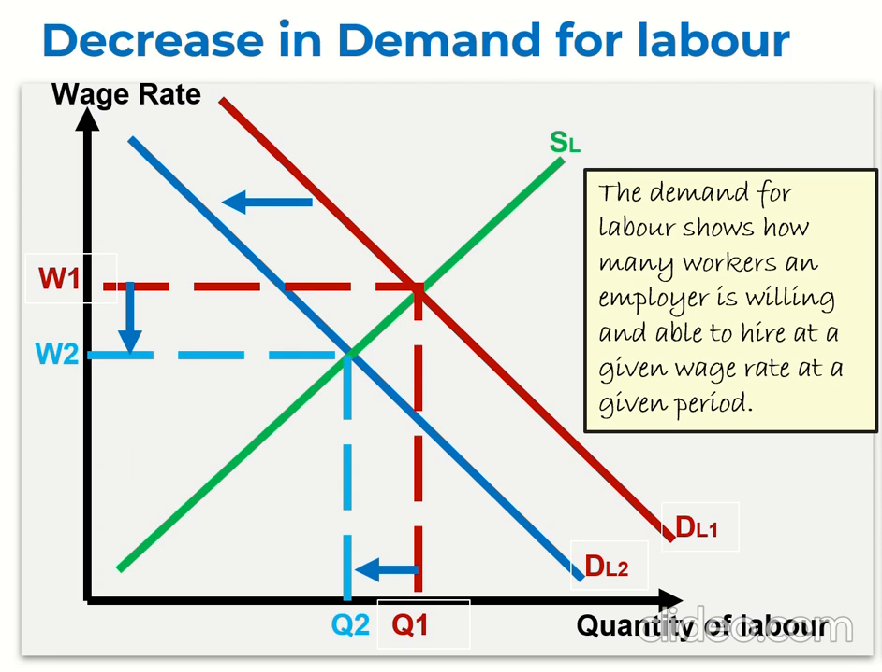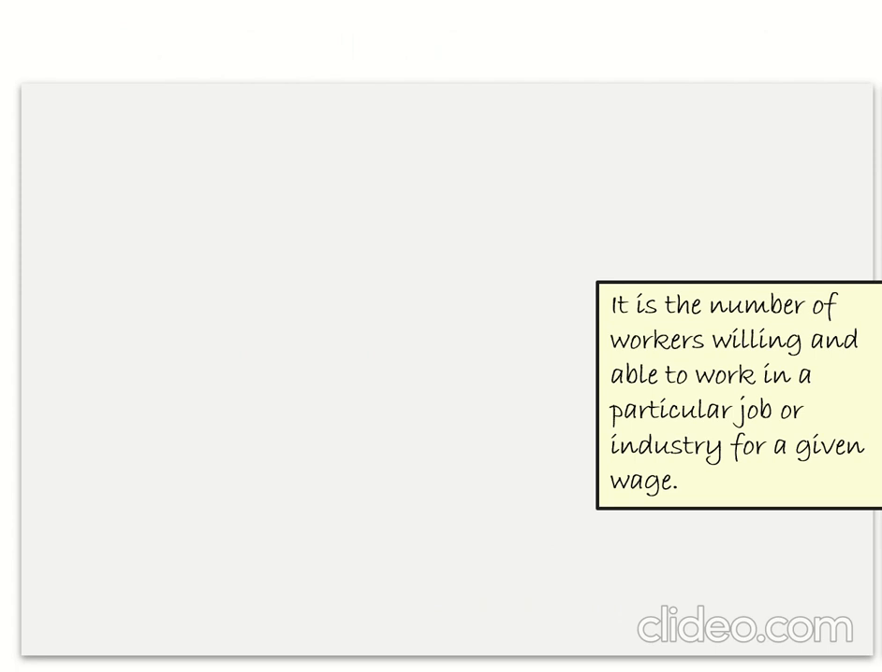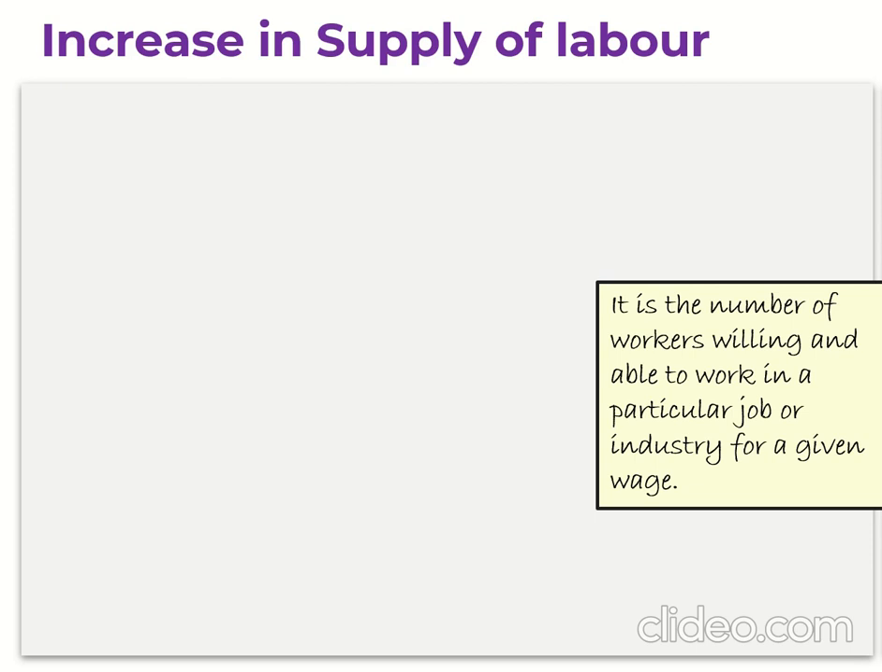Now we are done with increase and decrease in demand for labor. Now let's have a look at increase and decrease in supply of labor. So what does supply of labor mean? It is the number of workers willing and able to work in a particular job or industry for a given wage. So let's see, how does an increase in supply of labor have an impact on a demand and supply diagram?